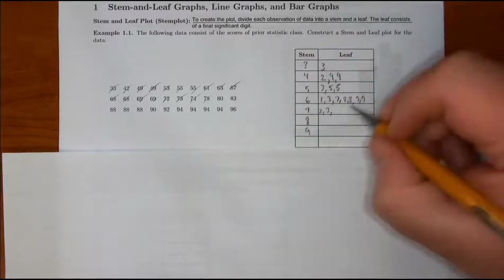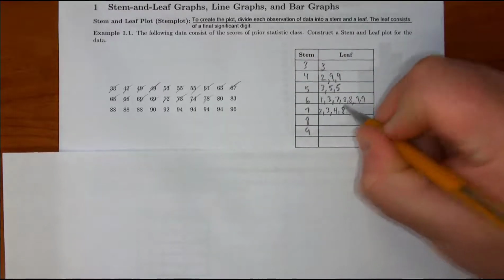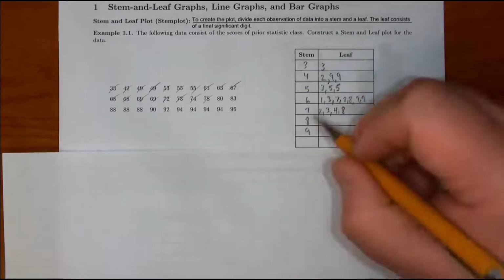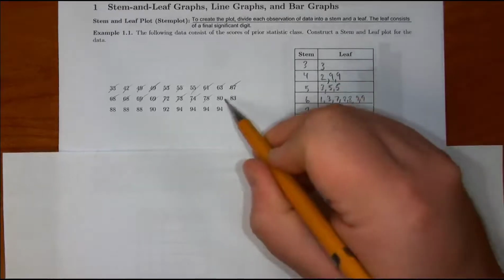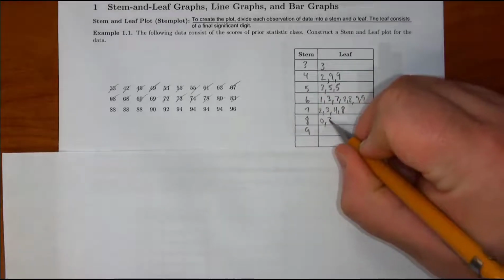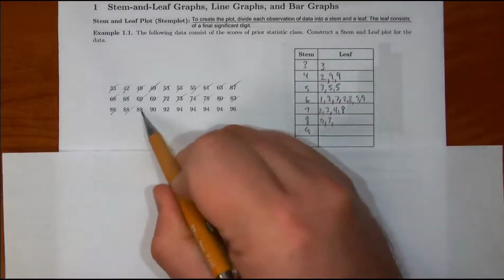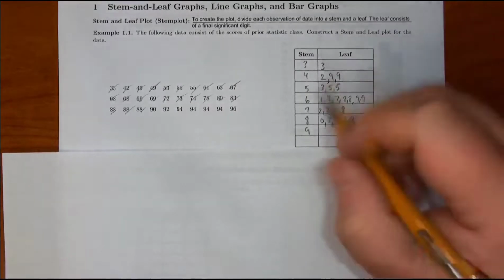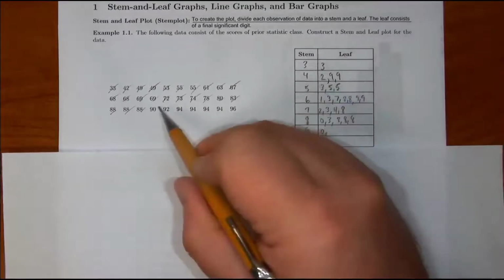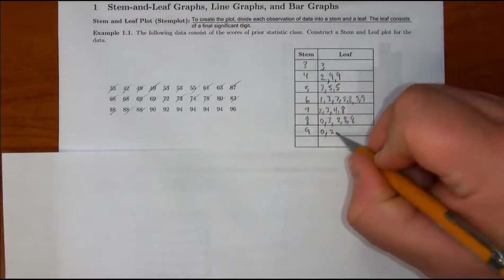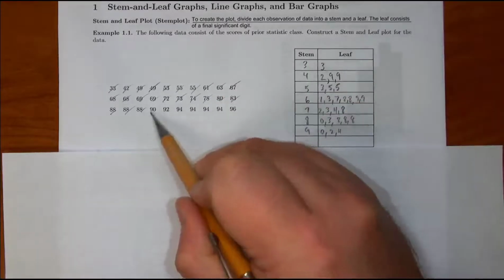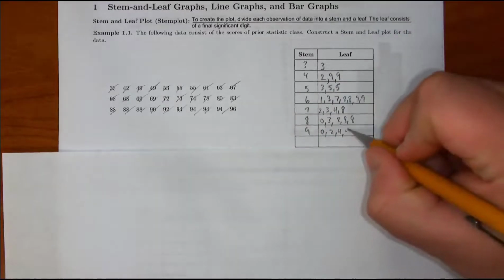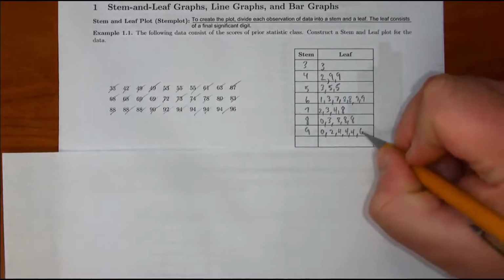4, 8. 4, 8, okay, that's that. 80, so 0, then comma 3. And then 8, 8, okay, there's 3 8s. And then 90s, okay, there's a 0. Then there's a 2, 4, 0, 2, 4, 4, 4, 4. So 3 4s in all, and then a 6.